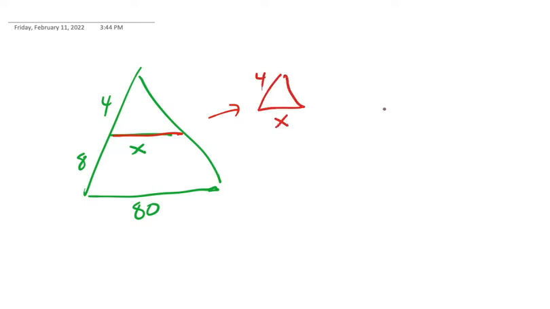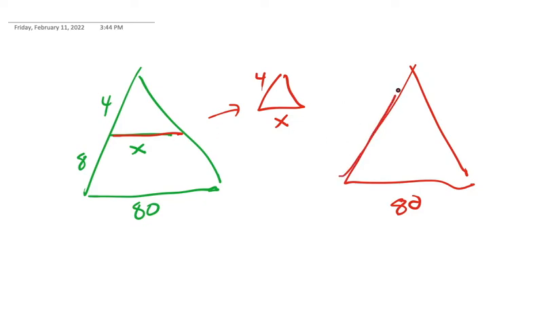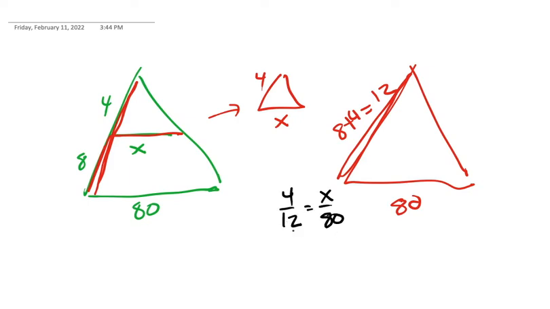4 goes with 4 and x, or the small triangle. 80 is in the bottom of the big triangle, and we have to consider, what is this whole side? Well, it's not 8. That's why 4 over 8 won't work. The whole side is 8 plus 4, which is 12. So now we can match it. 4 goes with 12, x goes with 80. And we can cross multiply. So 12x equals 320, and then we divide both sides by 12.